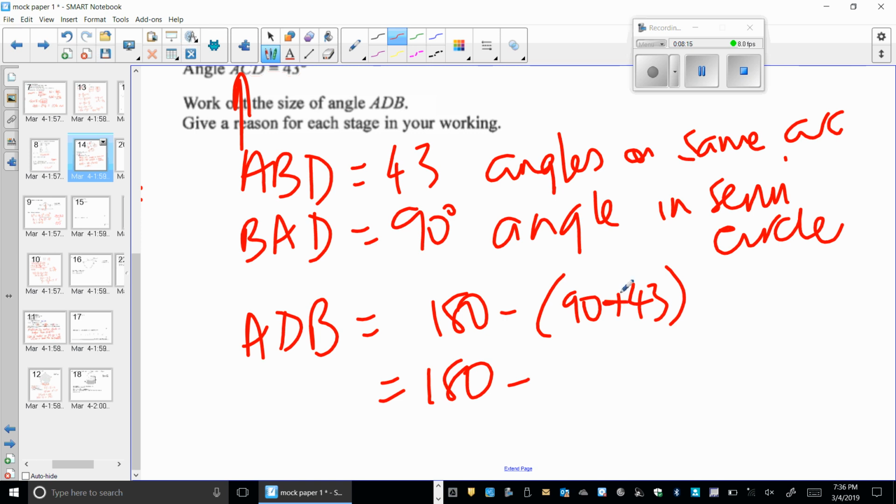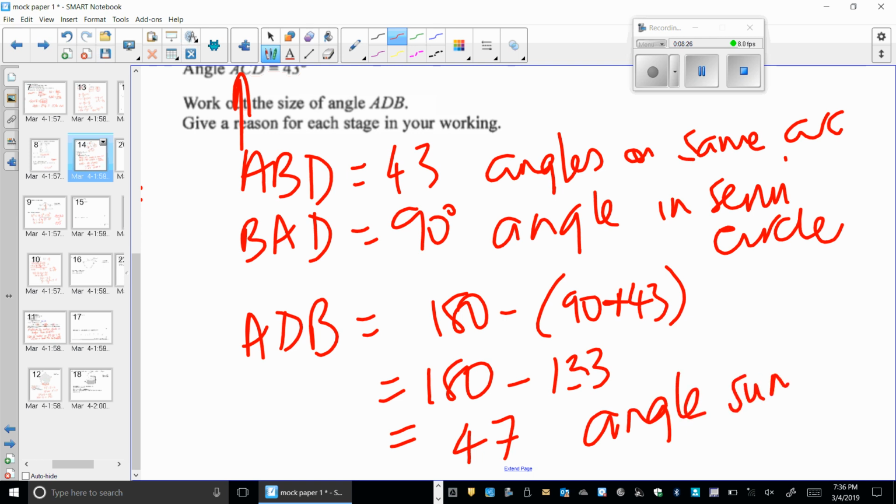Well, that's it, plus 133, which is 47. The reason for that is the sum of angles in a triangle. All angles in a triangle add to 180.